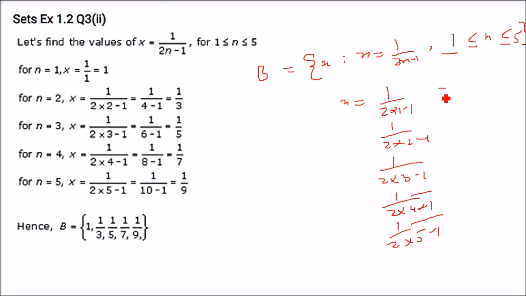So 1 by 2 minus 1 is 1 by 1, it is 1. 1 by 2 to the 4, 4 minus 1 is 1 by 3. And we have 1 by 3 to the 6, 6 minus 1 is 1 by 5. And then 1 by 4 to the 8 minus 1 is 1 by 7. And then we have 1 by 5 to the 10, 10 minus 1 is 1 by 9. So we have 1 by 3, 1 by 5, 1 by 7, 1 by 9. So this is the set.